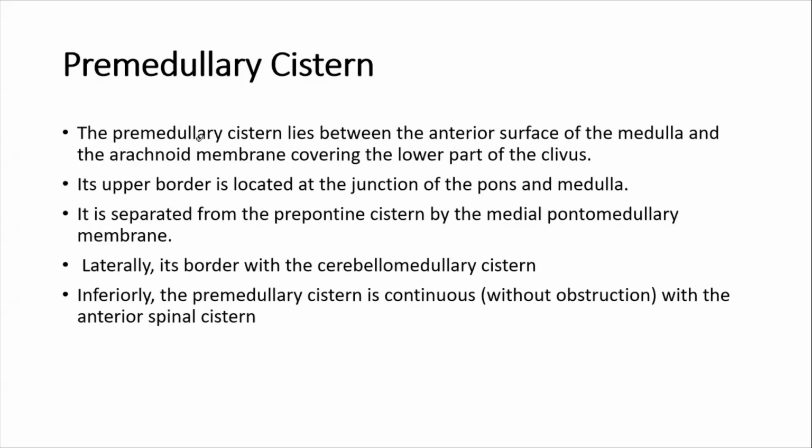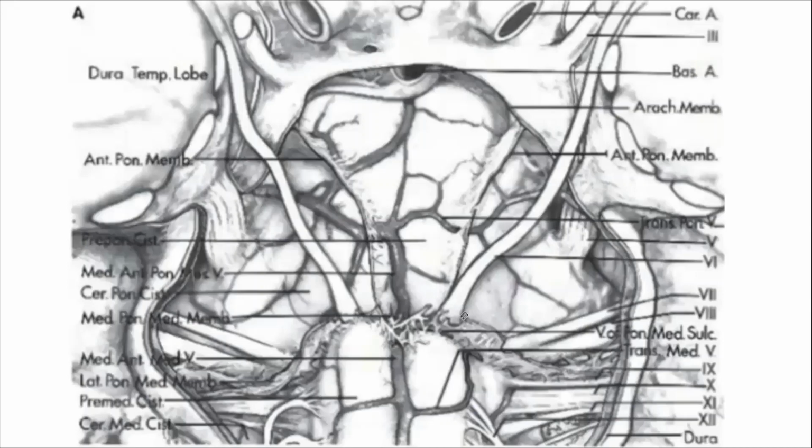So the premedullary cistern lies between the anterior surface of the medulla and the arachnoid membrane covering the lower part of the clivus. Its upper border is located at the junction of the pons and the medulla. It is separated from the prepontine cistern by the median pontomedullary membrane. Laterally, it borders the cerebellomedullary cistern. Inferiorly, the premedullary cistern is continuous with the anterior spinal cistern.